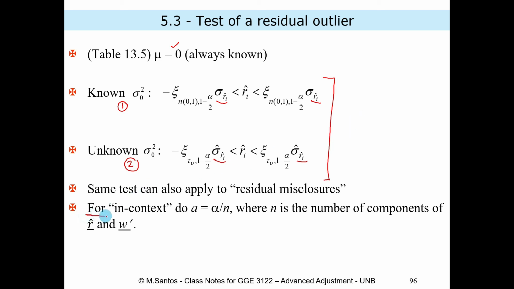This test, like when we talked about the observation outliers, we also can do the in-context test. Okay, and the procedure is the same. We basically will use a different alpha as the significance level. Okay, so alpha is the significance level of the in context. Alpha is the significance level of the out of context.